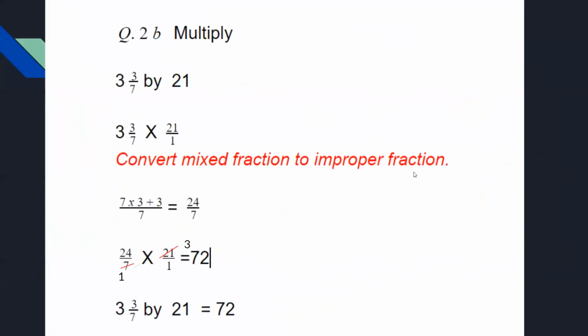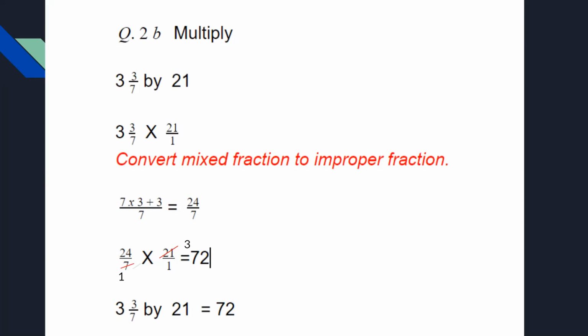Let's take another example. Another example is question number 2, part B. Here the first part is the mixed fraction 3 and 3 by 7, and the second is 21. 3 and 3 by 7, we will convert into an improper fraction. How will we convert? We multiply 7 into 3 plus 3, upon 7. 7 threes are 21 plus 3, 24 upon 7. 24 upon 7, and the second fraction is 21. There is no denominator, it is a whole number. So we can take the denominator 1.